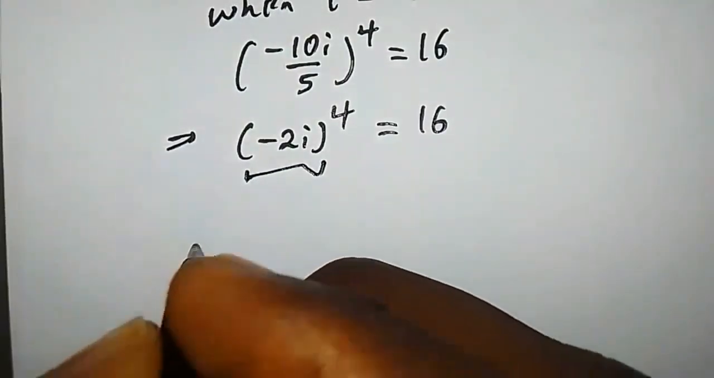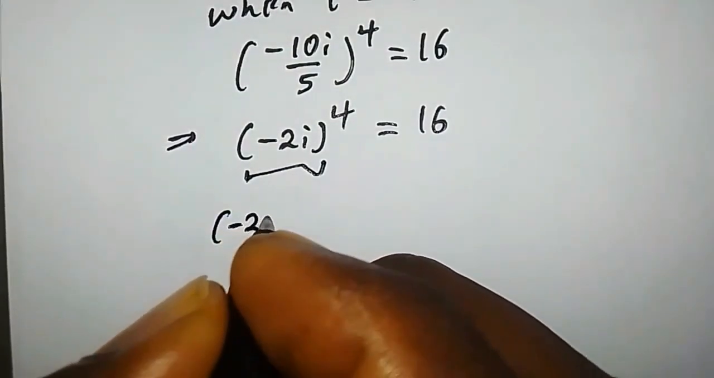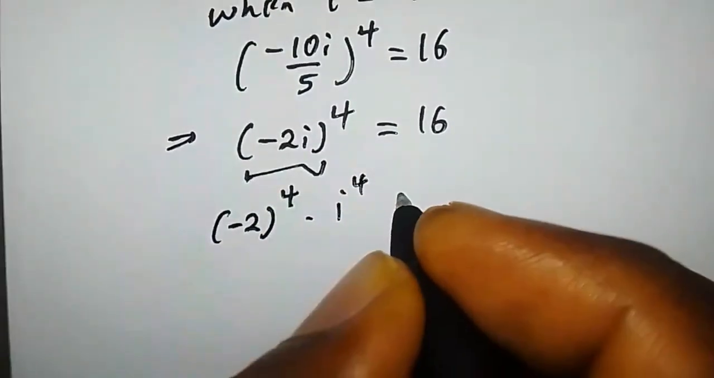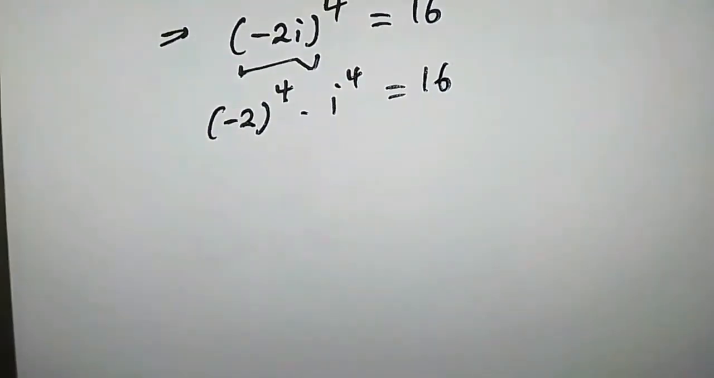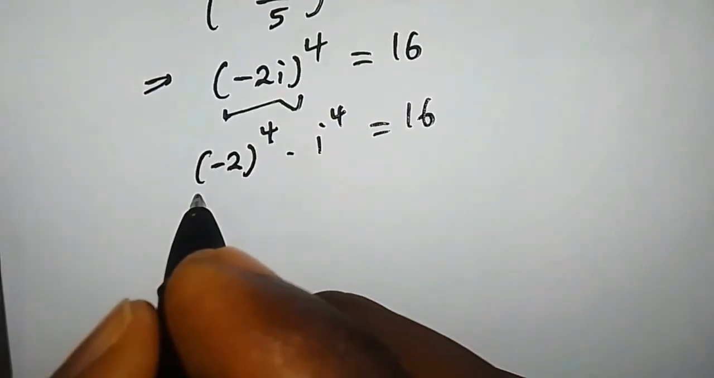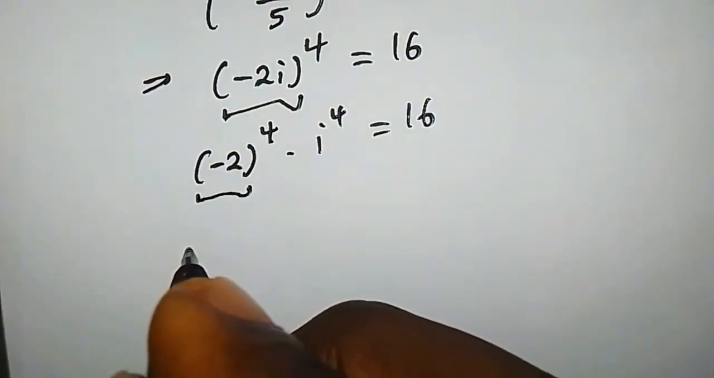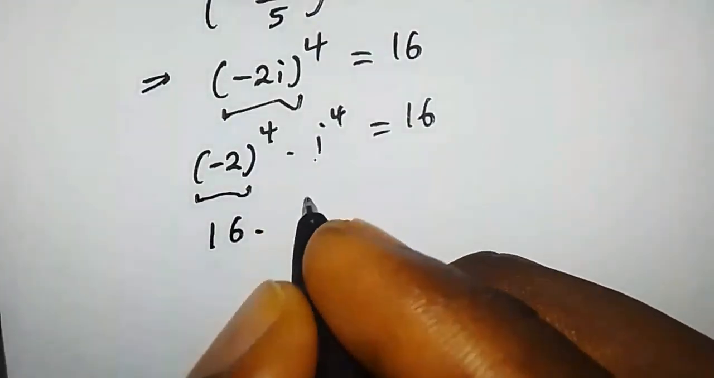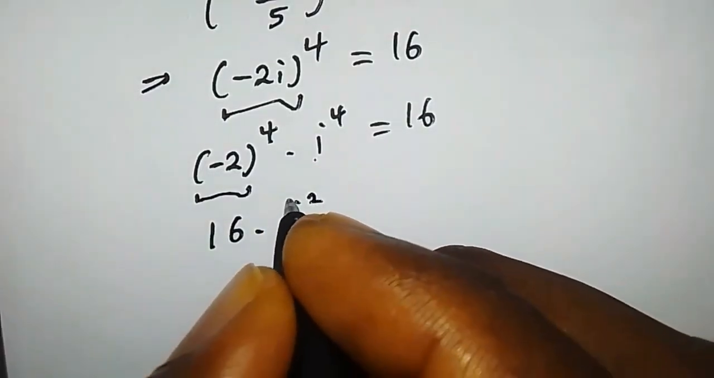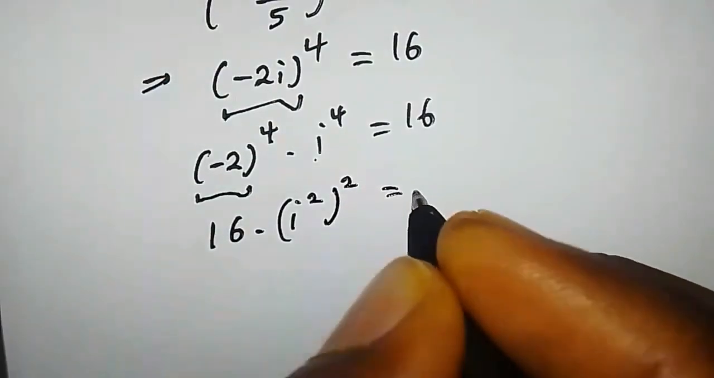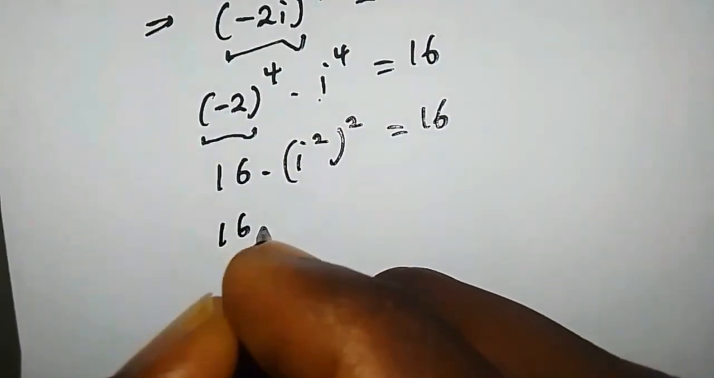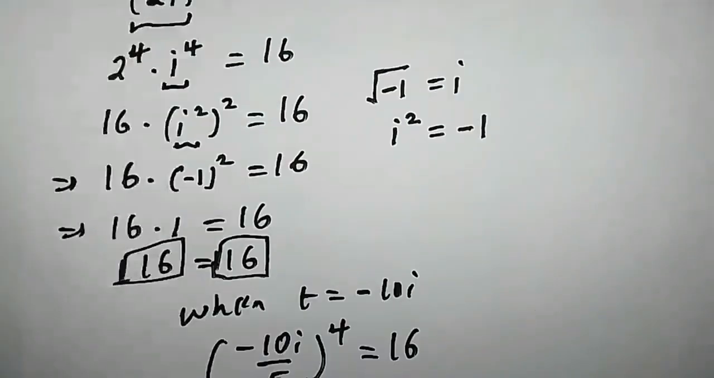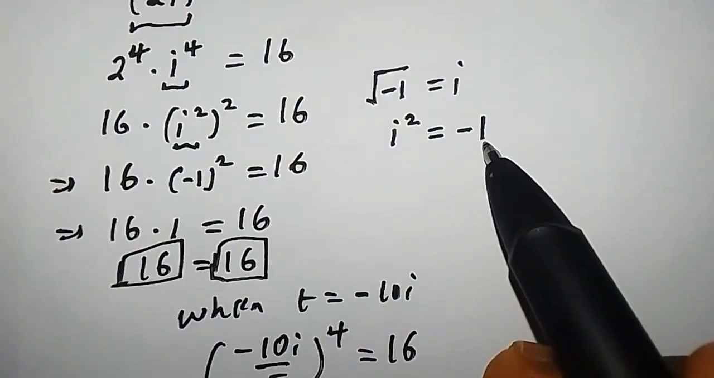This left hand side could be written as minus 2 to the power of 4 times i to the power of 4 equal to 16. What is minus 2 to the power of 4? Plug that in your calculator. We simply have 16 times i to the power of 4. Again, we can rewrite it as (i squared) squared equal to 16. So we have 16 times. Don't forget earlier, i squared is what? i squared is equal to negative 1.